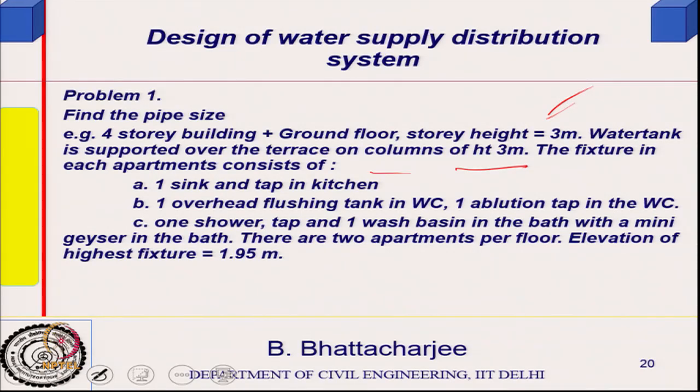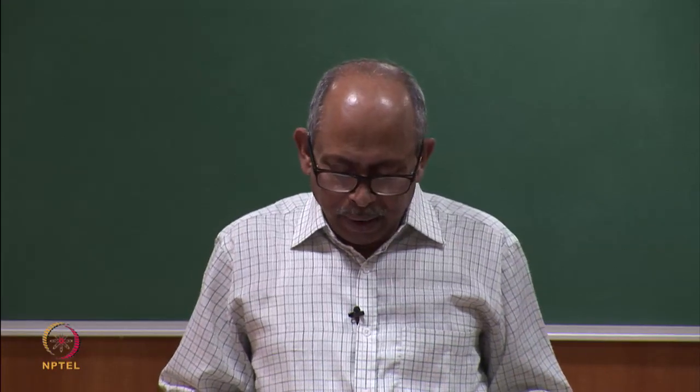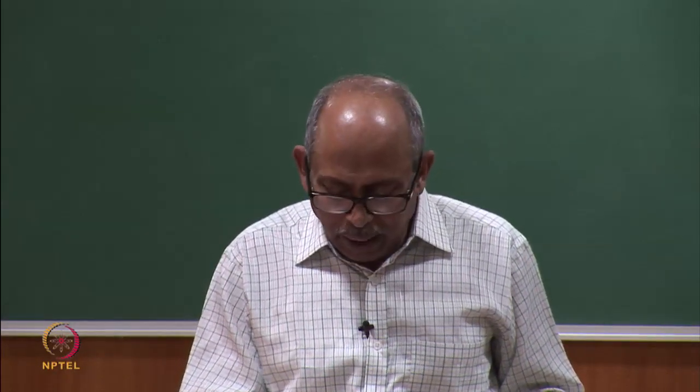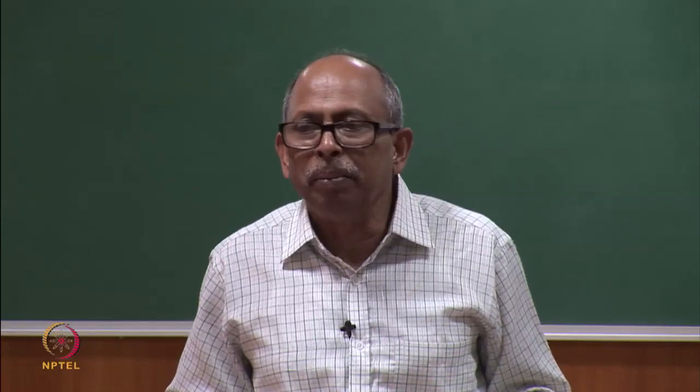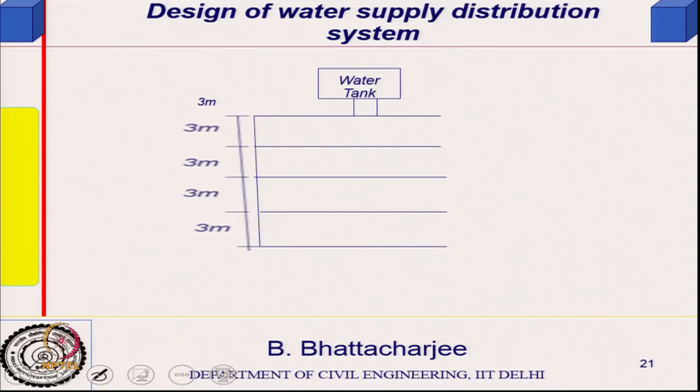The fixtures in each apartment, so it is a residential complex, each apartment consists of a sink and a tap in the kitchen, let us say, an overhead flushing tank in the WC, one ablution tap, one shower tap and one wash basin in the bath with a mini geyser in the bath. There are 2 apartments per floor. The elevation of the highest fixture, that is your shower, is 1.95 meters. So, in a floor you will have double, because there are 2 apartments. I have made it simpler, something like this. I have a water tank at 3 meters, and each floor is 3 meters, right. This is the example, okay.